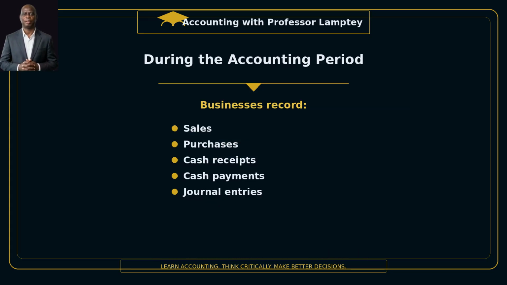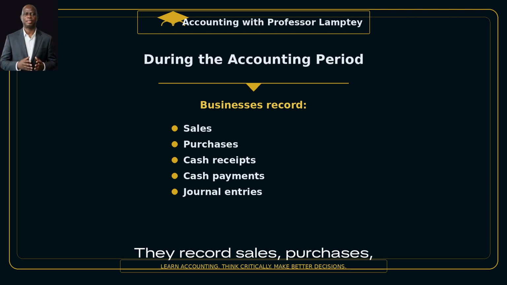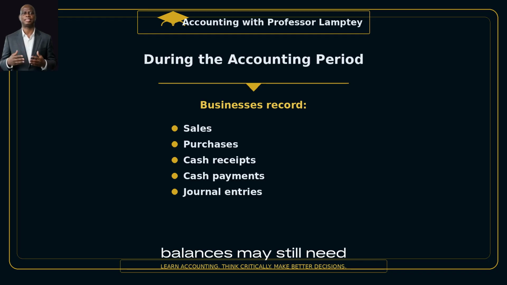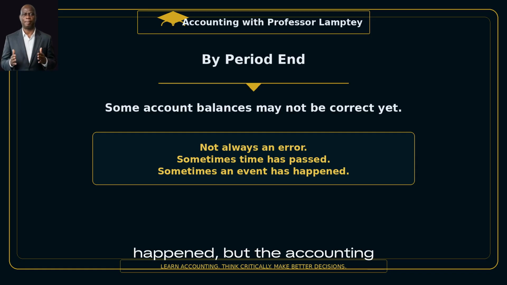During the accounting period, businesses record many transactions. They record sales, purchases, cash receipts, cash payments, and journal entries. Those entries are posted to the ledger, but by the end of the period, some balances may still need to be updated. This does not always mean someone made a mistake. Sometimes the accounts simply need updating because time has passed. Sometimes an event has happened, but the accounting record has not caught up yet.